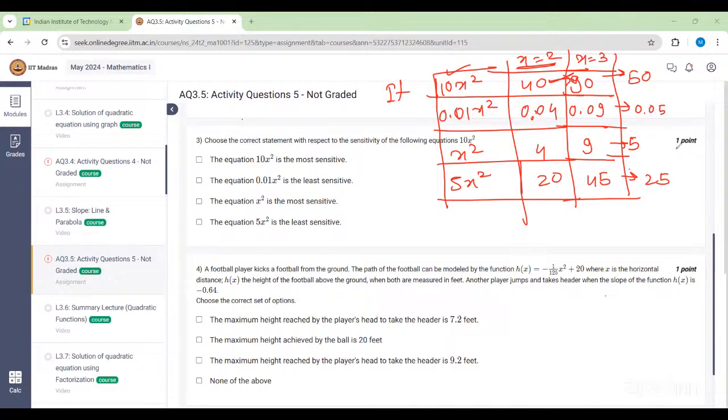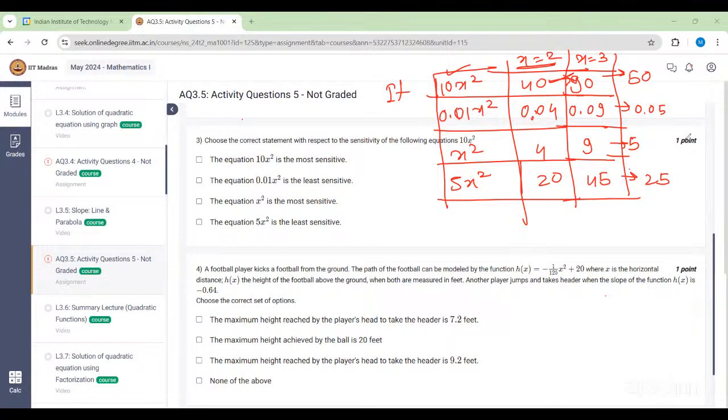Hello, ma'am. Yeah. Ma'am, the one whose difference is least will be the most sensitive? No, the one whose difference is least, that will be least sensitive, because it's not giving us much difference, right? Sensitive means if you change it even a little bit, the result changes a lot. That is known to be sensitive.